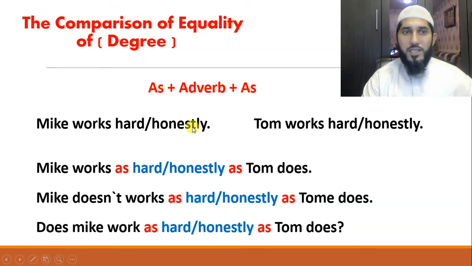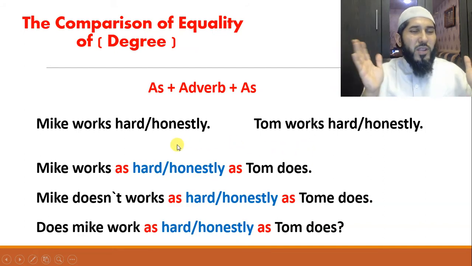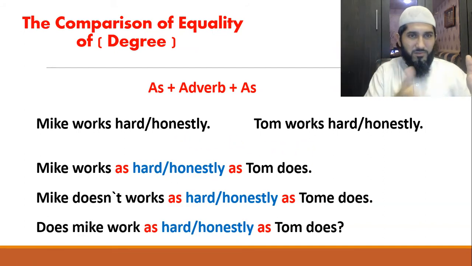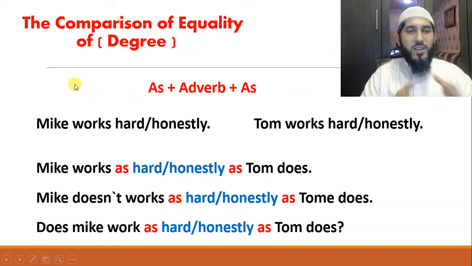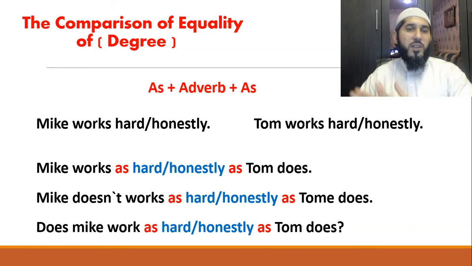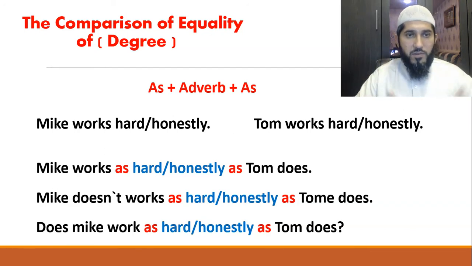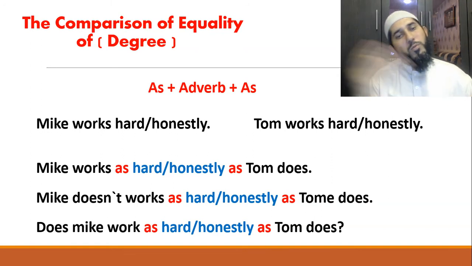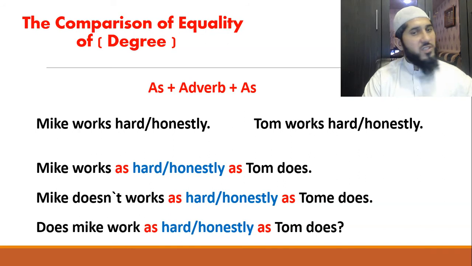So what's the idea? Look at these two examples. Mike works hard, Tom works hard. Or Mike works honestly, Tom works honestly. There's another point that I'm going to be explaining as soon as we're done with this slide. There are one syllable adverbs and there are more than one syllable adverbs. But when we use the comparative degree of equality, that doesn't matter. Your adverb could be one syllable or more than one syllable. So use just the same structure.